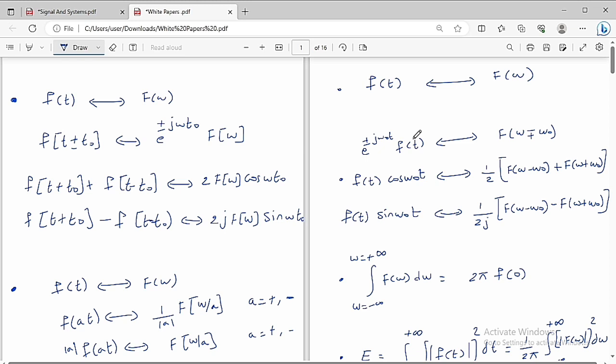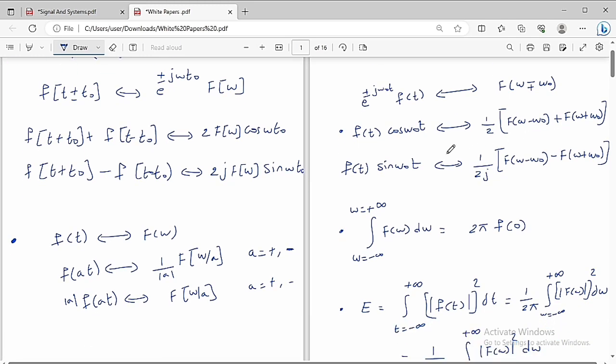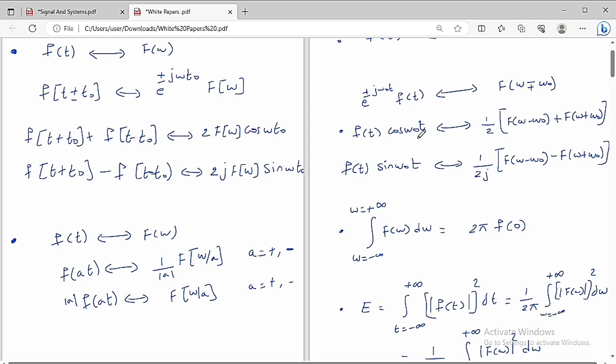So e to the power of plus or minus j omega naught t times f of t has a Fourier transform f of omega minus plus omega naught. Then suppose f of t into cos omega naught t. I have already told you cos omega naught t can be written as e to the power of j omega naught t plus e to the power of minus j omega naught t, by 2. Multiply these two signals and then apply this Fourier transform property. We are going to get 1 by 2 f of omega minus omega naught plus f of omega plus omega naught.